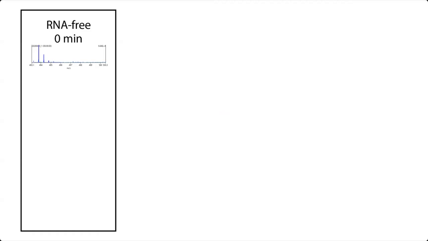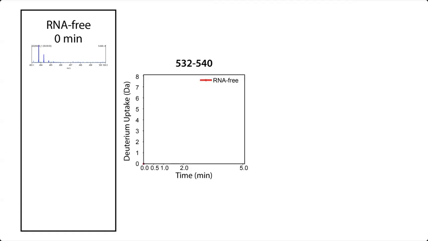So remember that we can see data in a couple of different formats. This is showing you an individual peptide spectra. So for this one peptide, in this case, it corresponds to the amino acid residues 532 to 540 in the protein.